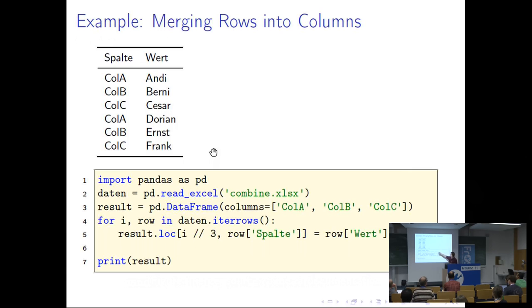I simply read the Excel. I create a new data frame for the result. So that's an empty data frame with just the columns A, B, and C. And then I iterate through the data set that I have loaded and use some integer division here. And then I set the row to the corresponding value.